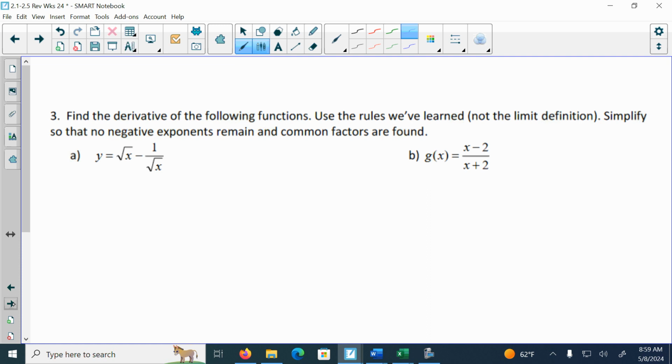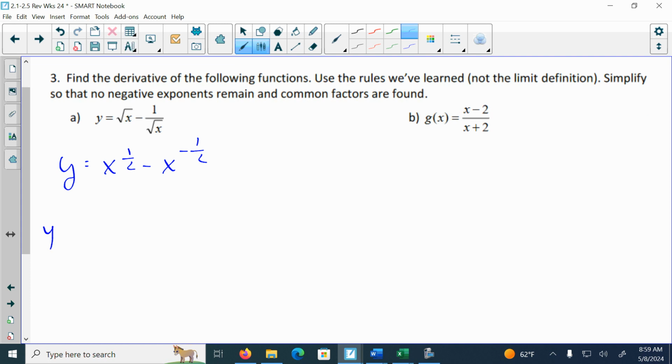After that, when it doesn't say limit definition anymore, then use your properties if you're going to find the derivative. So I'm going to find the derivative of the following. So I'm going to rewrite, before I do that, I'm going to rewrite this as x to the 1/2 minus x to the negative 1/2.